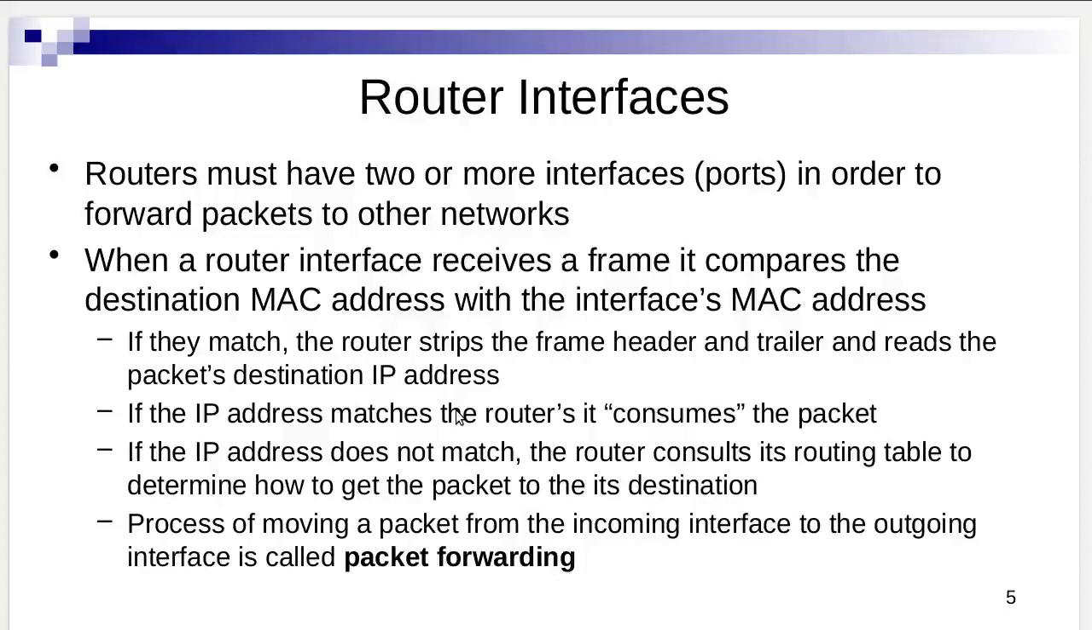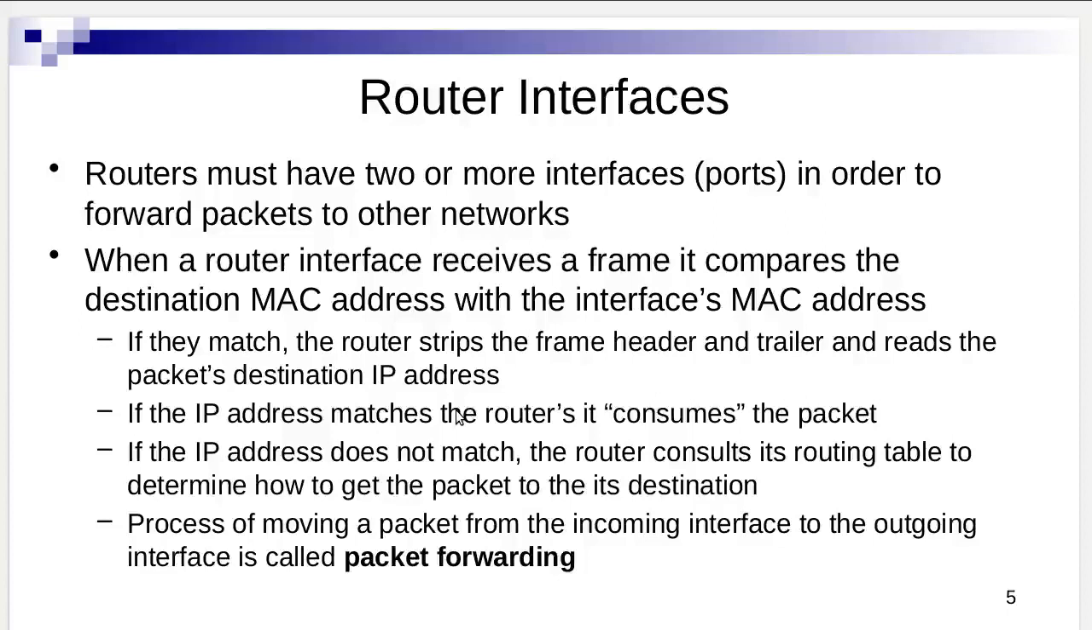Okay, so routers must have at least two interfaces to be useful. You can have a router with just one functioning interface, but it just doesn't do anything. And so you have to have two. Usually what's most common is two interfaces, and that way you connect two LANs.